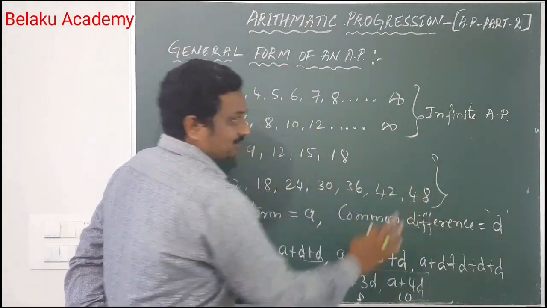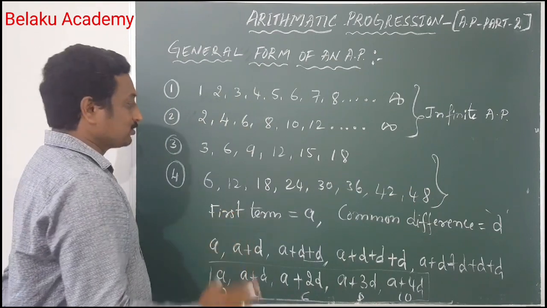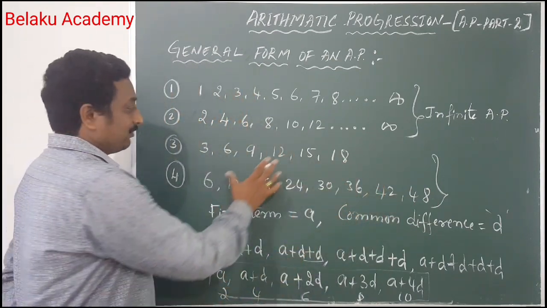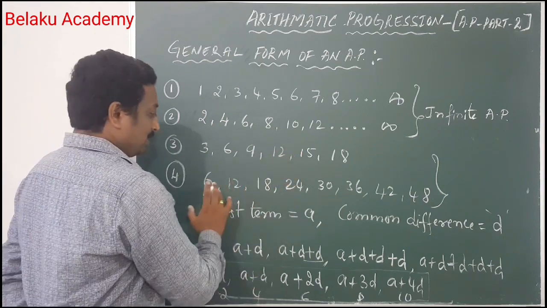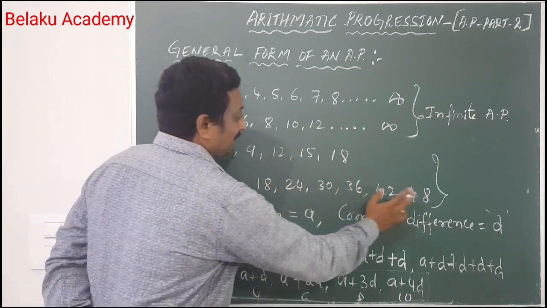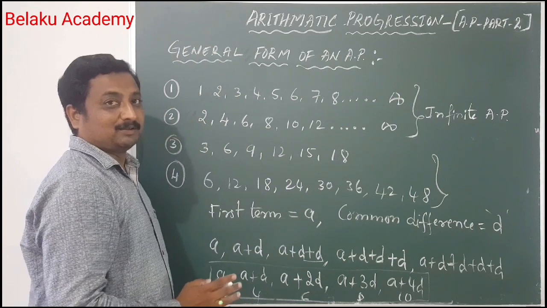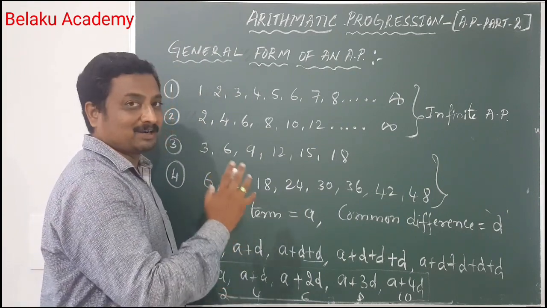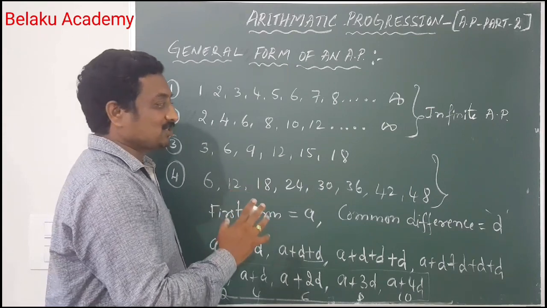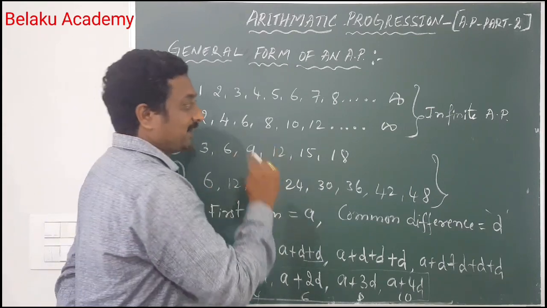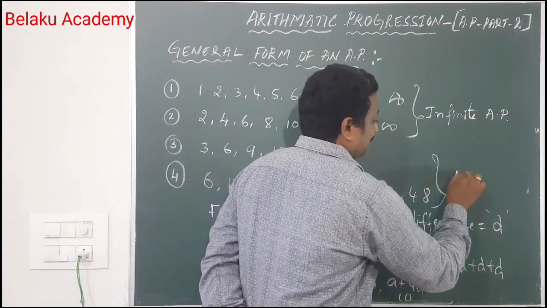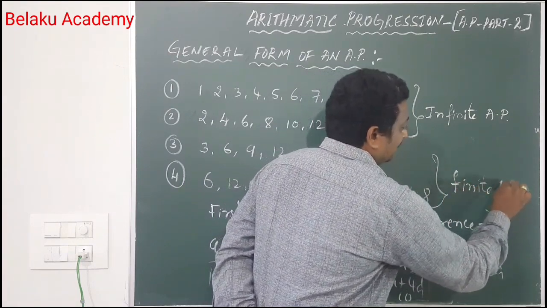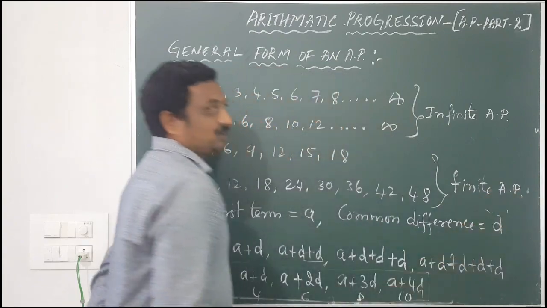So here if you see the third and fourth examples, here we know the first term and also we know the last terms, and we also know the number of terms in those 2 examples. Here we have 6 terms, here we have 1 2 3 4 5 6 7 8 terms. That means we know the number of terms in those progressions and the first and last terms. So such progressions are called finite arithmetic progressions.